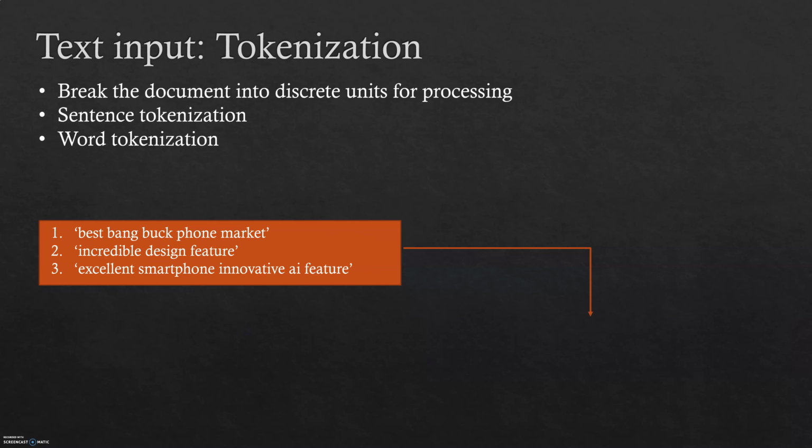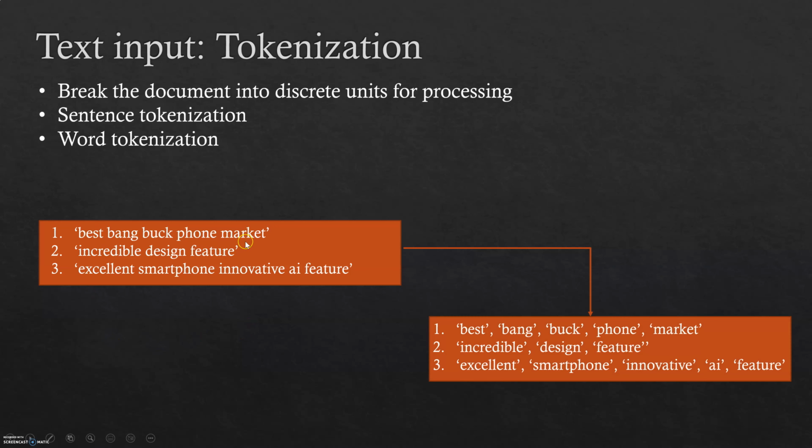Then the next thing is we want to convert this continuous sentence into discrete units for processing. And that's called tokenization. Tokenization can be done at the sentence level or at the word level. In this case, we will do tokenization at the word level, and we call that word tokenization. So basically, we have an entire sentence, we break this into discrete units, and those units are words, and each of these units, in this case a word, is called a token. So this is tokenization.